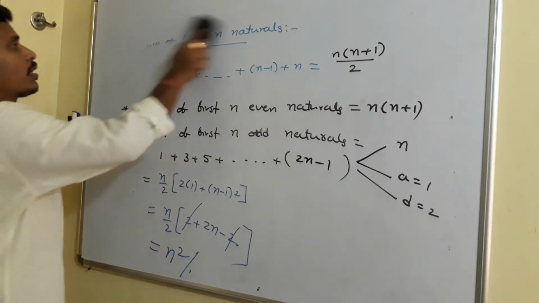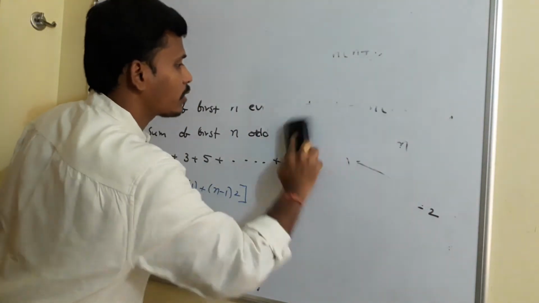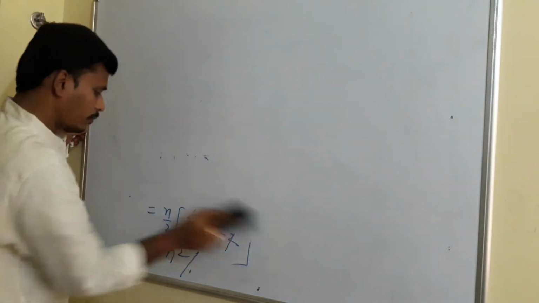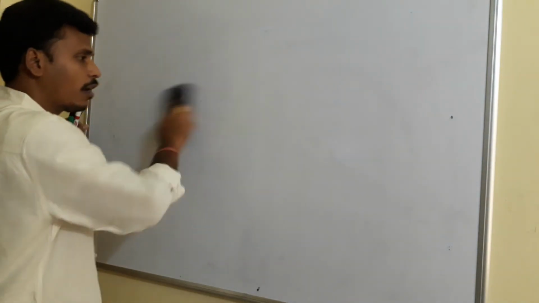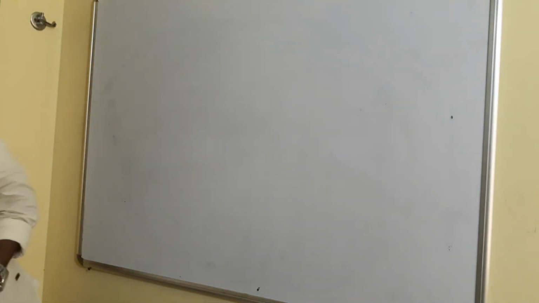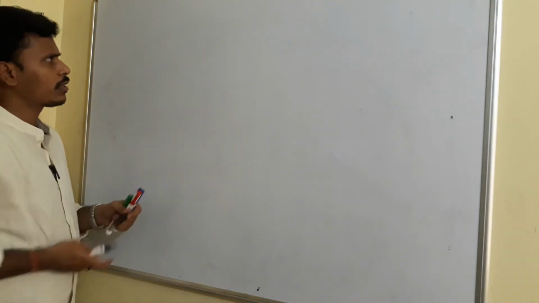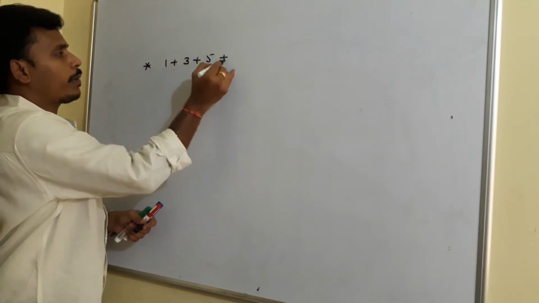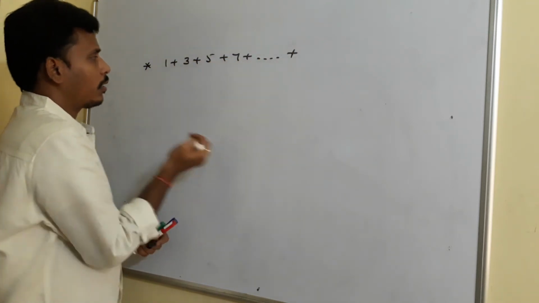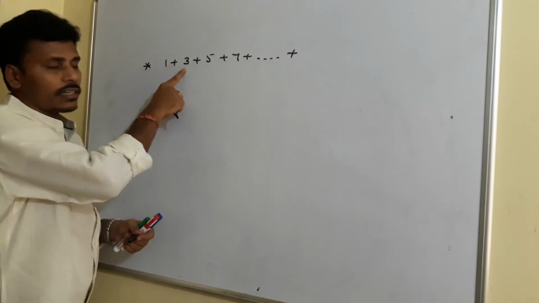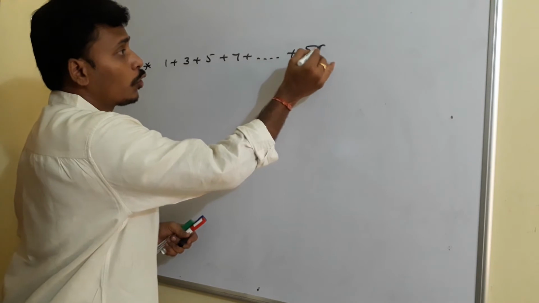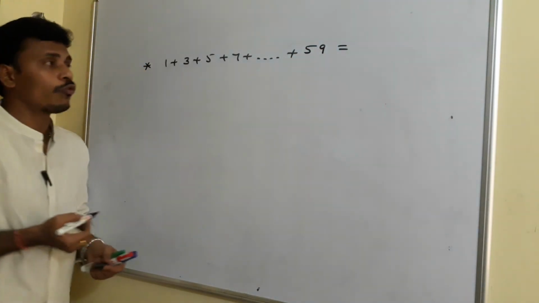Based on this sum of first n odd naturals as n square, you may face different problems, right? For example, if anybody asks you to add the first 30 odd naturals, 1 plus 3 plus 5 plus 7 plus, and so on, what do you say about the 30th odd natural number? The second odd natural number is 2 into 2 minus 1. The 30th is 2 into 30 minus 1, that is 59.